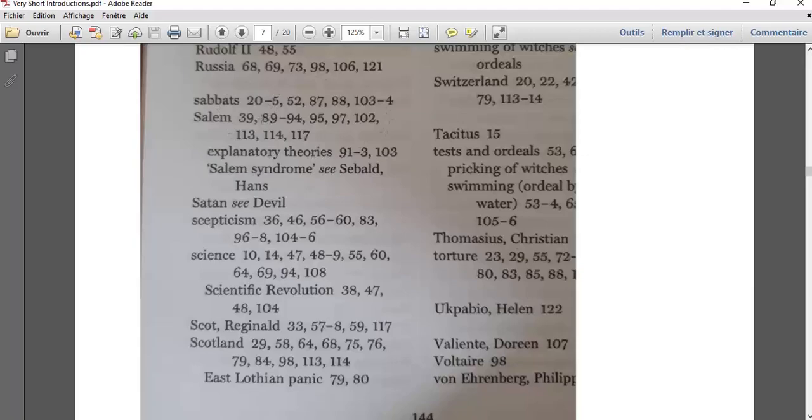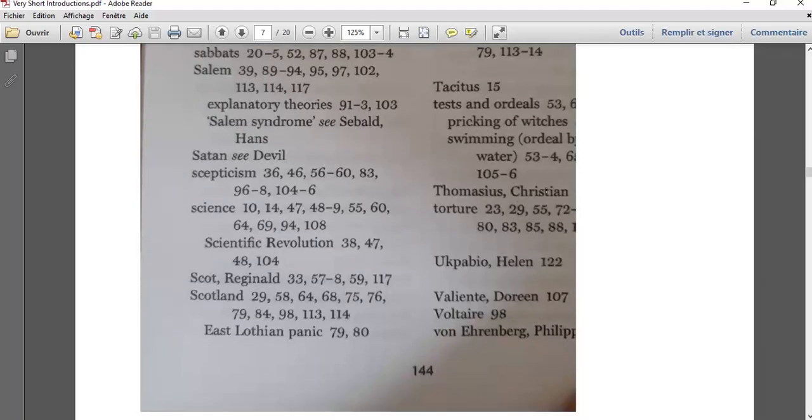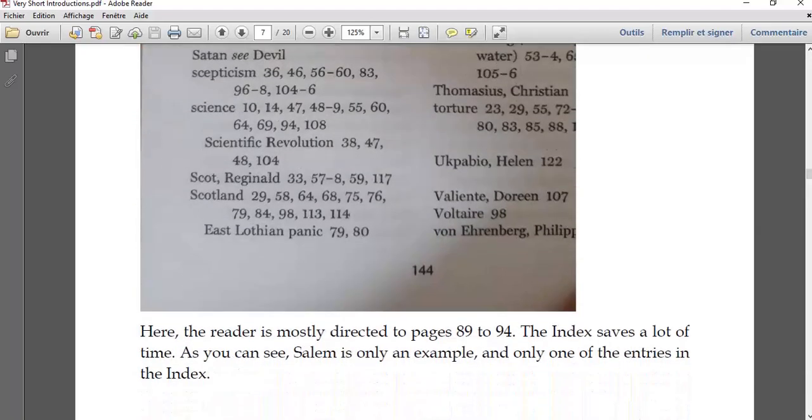numbers. Please note that apparently there is a whole longer passage from page 89 to 94, which is devoted to Salem and the Salem trials. As I have noted below the print screen, the reader is mostly directed to pages 89 to 94. The index thus saves a lot of time.